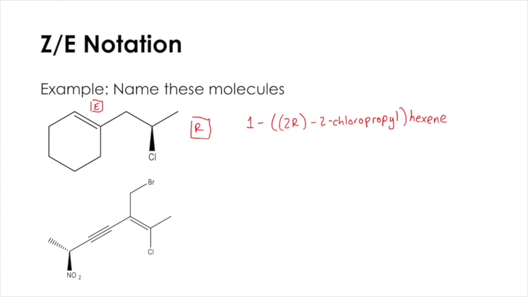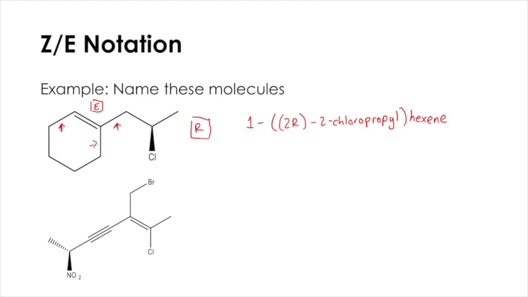So here's a special case where you don't have to add an E. When a double bond is in a ring, you actually assume that the carbons that are part of the ring are always going to be on the same side. So therefore, anything you attach to it is always going to be coming off the other side. In this case, that's E, but it's clear that the substituent will be opposite the ring.